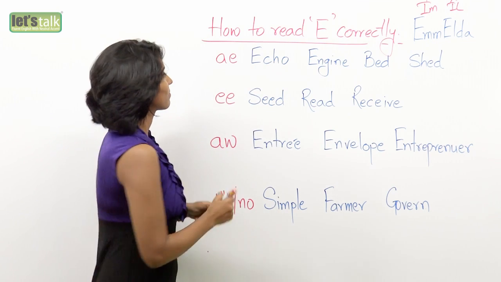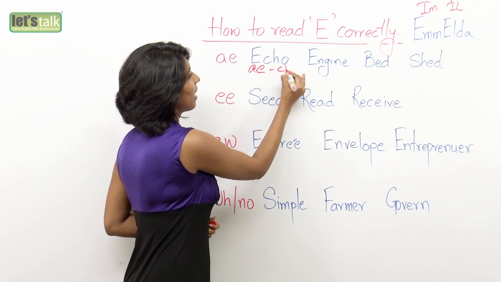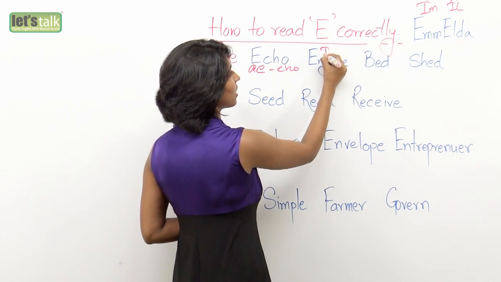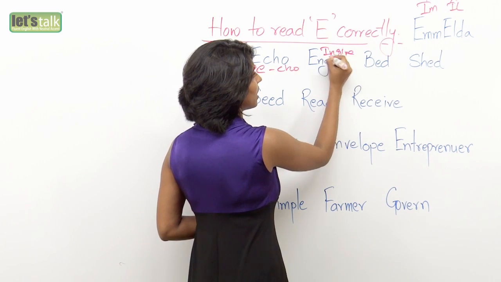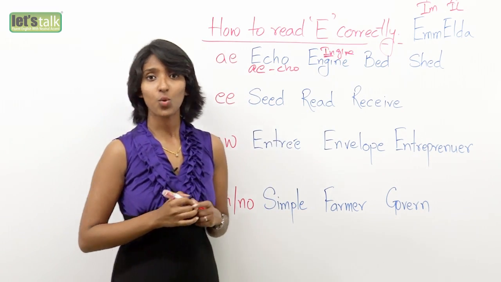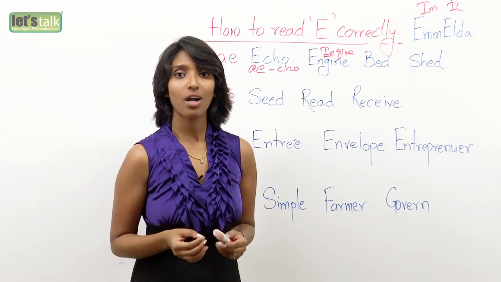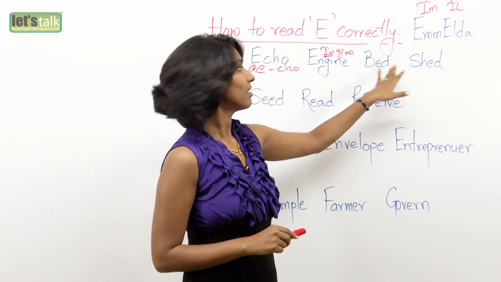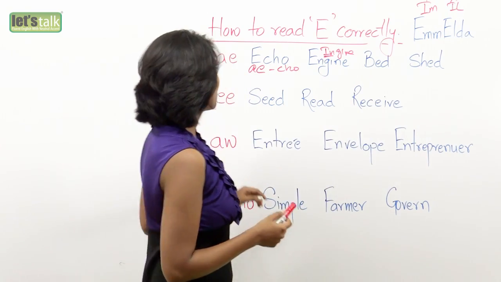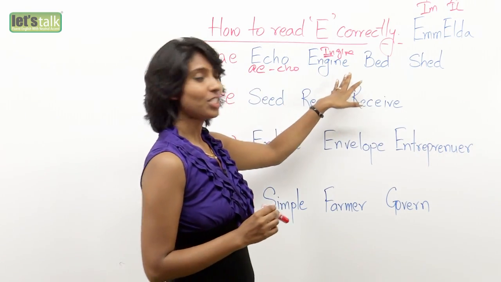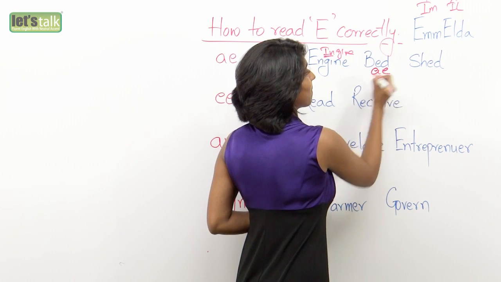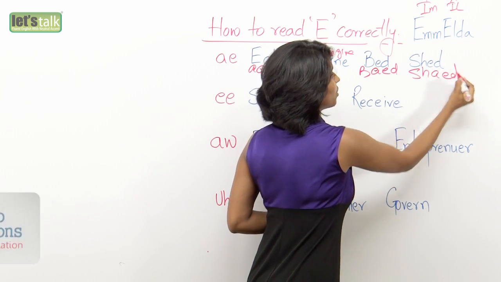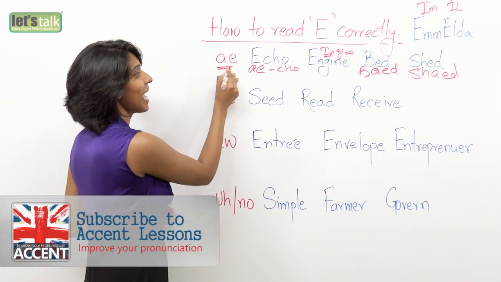Echo. Engine. It's the short E, and not engine with a long I. You are not an engineer, but you are an engineer. Engine. Bed, lead, shed. So we have echo, engine, bed, shed. So it takes the short E sound.